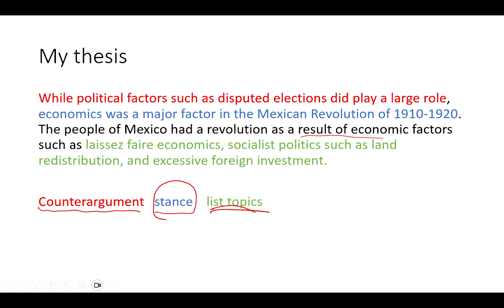And then my counterargument: while political factors such as disputed elections did play a large role, comma, that's my counterargument. Economics was a major factor in the Mexican Revolution of 1910 to 1920, period. The people of Mexico had a revolution as a result of economic factors such as, and then I list the topics. That is my thesis. It's 2 sentences, 2 complicated sentences. Now, if you don't do the counterargument, that's fine, but if you write it like that, it'll set you up for complexity. You might get the complexity point.